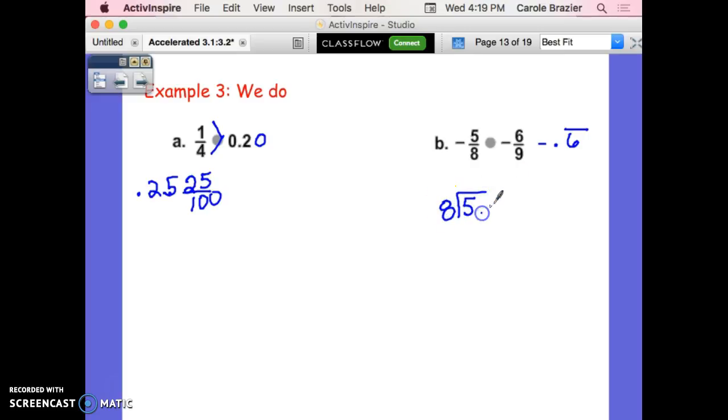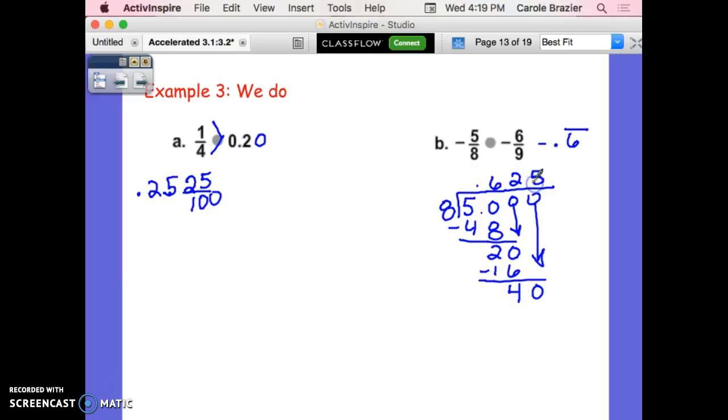really quick. So 8 goes into 5 six times, subtract 48, and I'm left with 2. Bring down a 0. 8 goes into 20 two times, minus 16. I'm left with 4. Annex a 0. 8 goes into 40 five times, so 0.625. So automatically I could have stopped after my second one because 0.6 repeating is going to be larger.